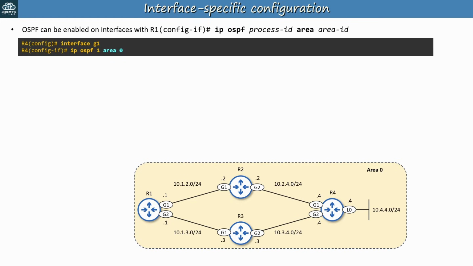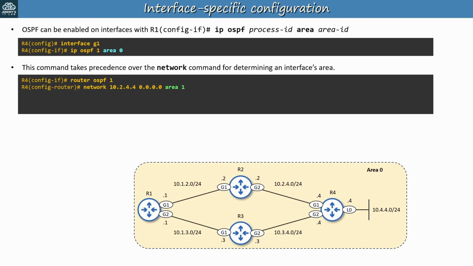I'll demonstrate on R4. First, I enabled OSPF on G1 with IP OSPF 1 area 0. This command takes precedence over the network command for determining an interface's area. Let me demonstrate. On R4, I configured network 10.2.4.4 0.0.0.0 area 1, matching G1's IP address. So we have two conflicting commands, one specifying area 0 and the other area 1. Because the interface-specific command takes precedence, the interface remains in area 0, even after configuring the network command. So just remember that interface-specific configuration takes precedence over the network command.